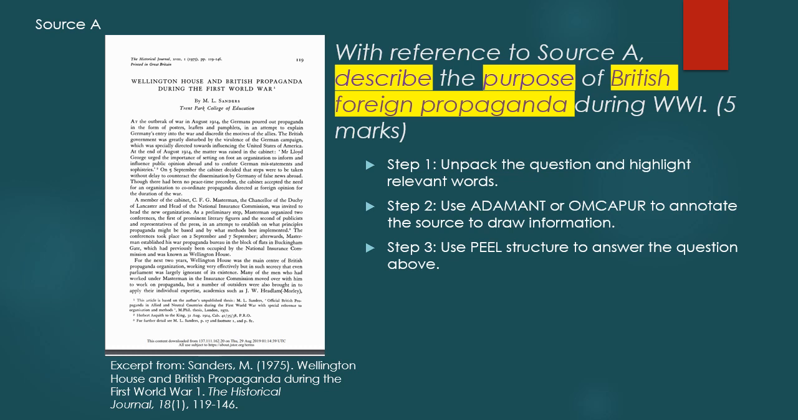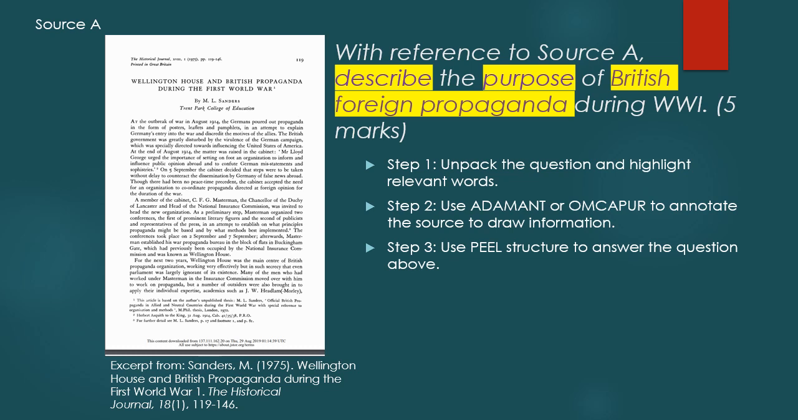Mr. Lloyd George urged the importance of setting on foot an organization to inform and influence public opinion abroad and to confute German misstatements and sophistries. On 5th September, the cabinet decided that steps were to be taken without delay to counteract the dissemination by Germany of false news abroad. Though there had been no peacetime precedent, the cabinet accepted the need for an organization to coordinate propaganda directed at foreign opinion for the duration of the war.